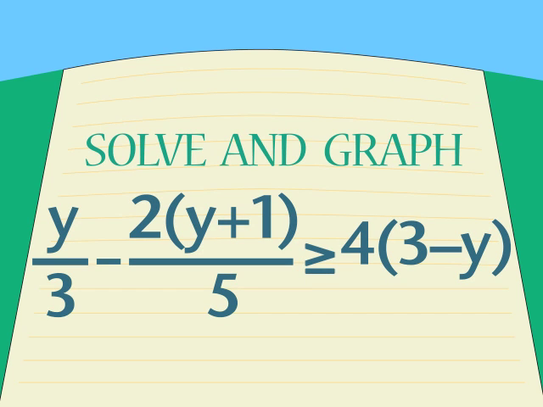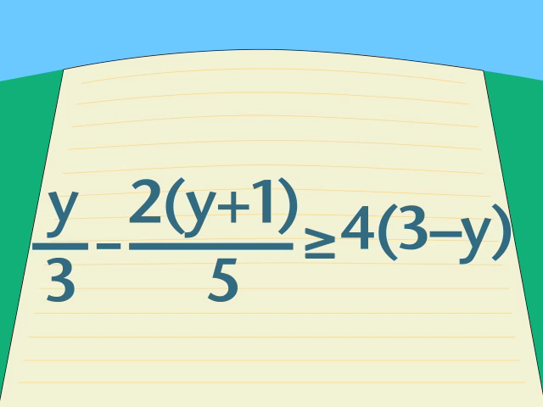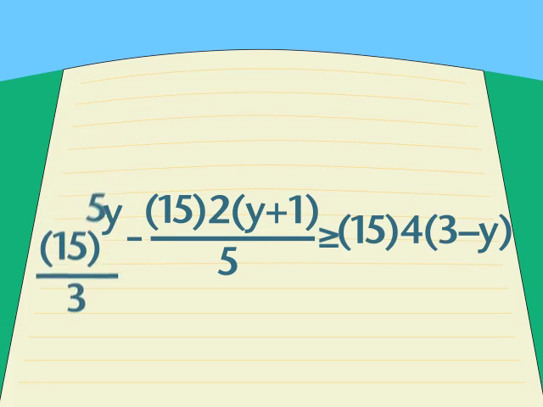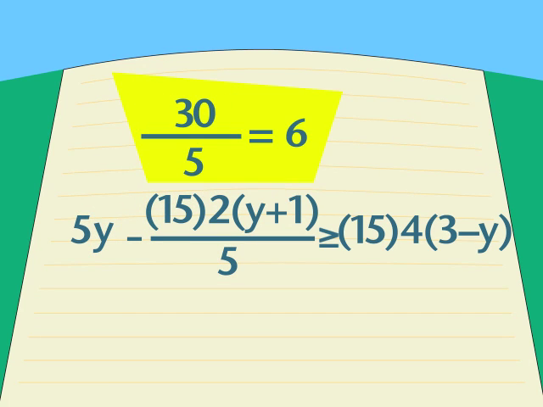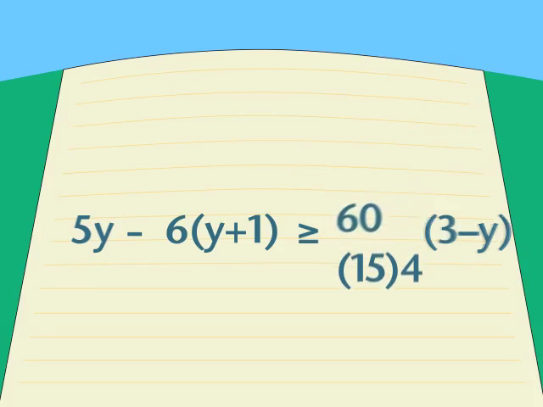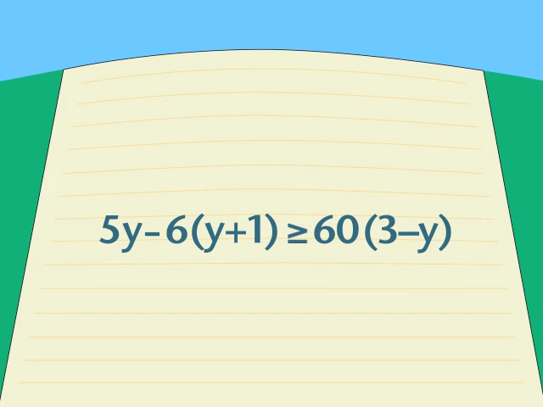This one looks hard, but one step at a time gets the job done, right? Here's how I worked it out. First, those fractions. We need the lowest common denominator of 3 and 5, which is 15. We multiplied both sides by 15. Multiplying by a positive number does not change the inequality. Canceling the denominators gets rid of all the fractions. We are definitely making progress here. Then we multiply out the brackets and collect the like terms.